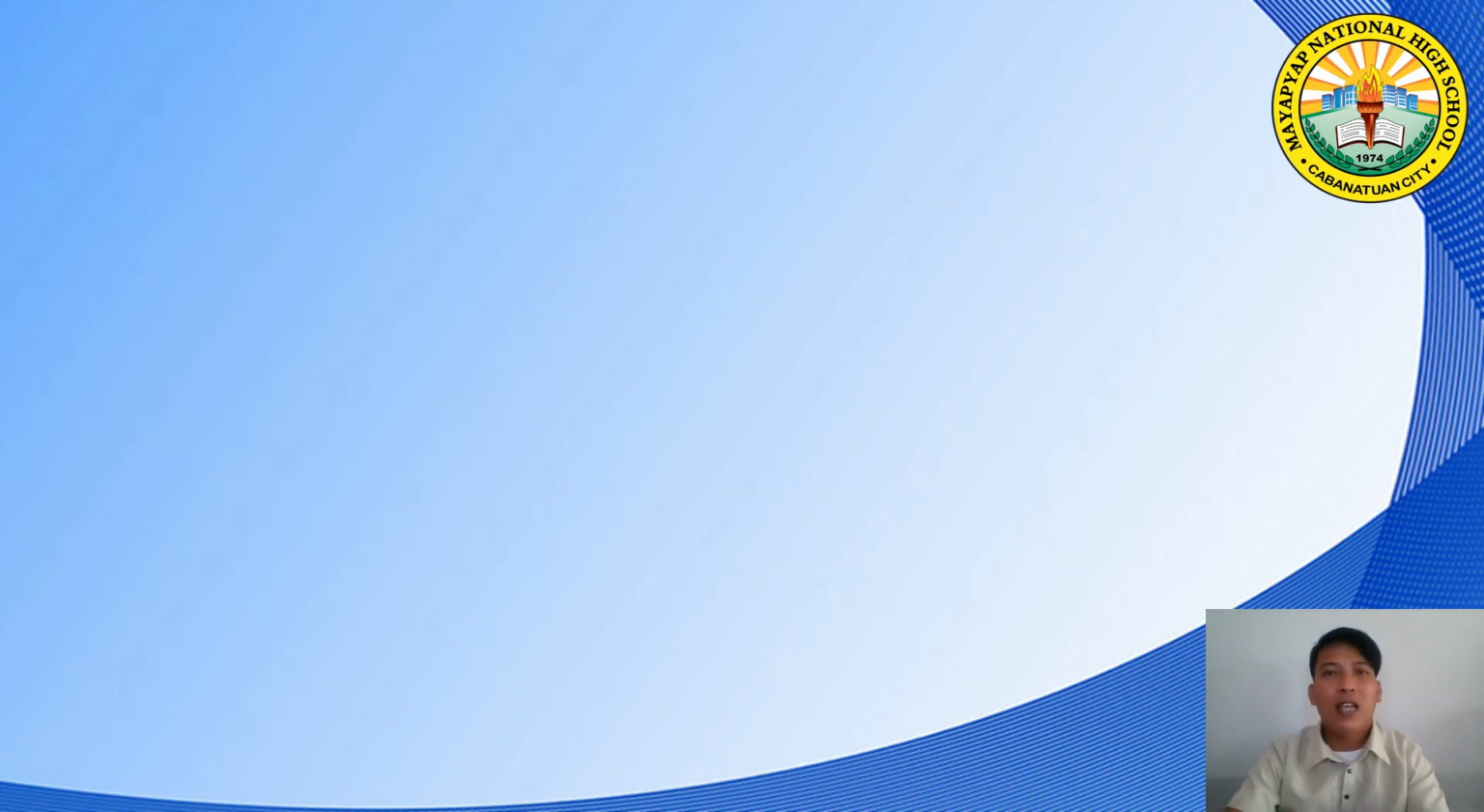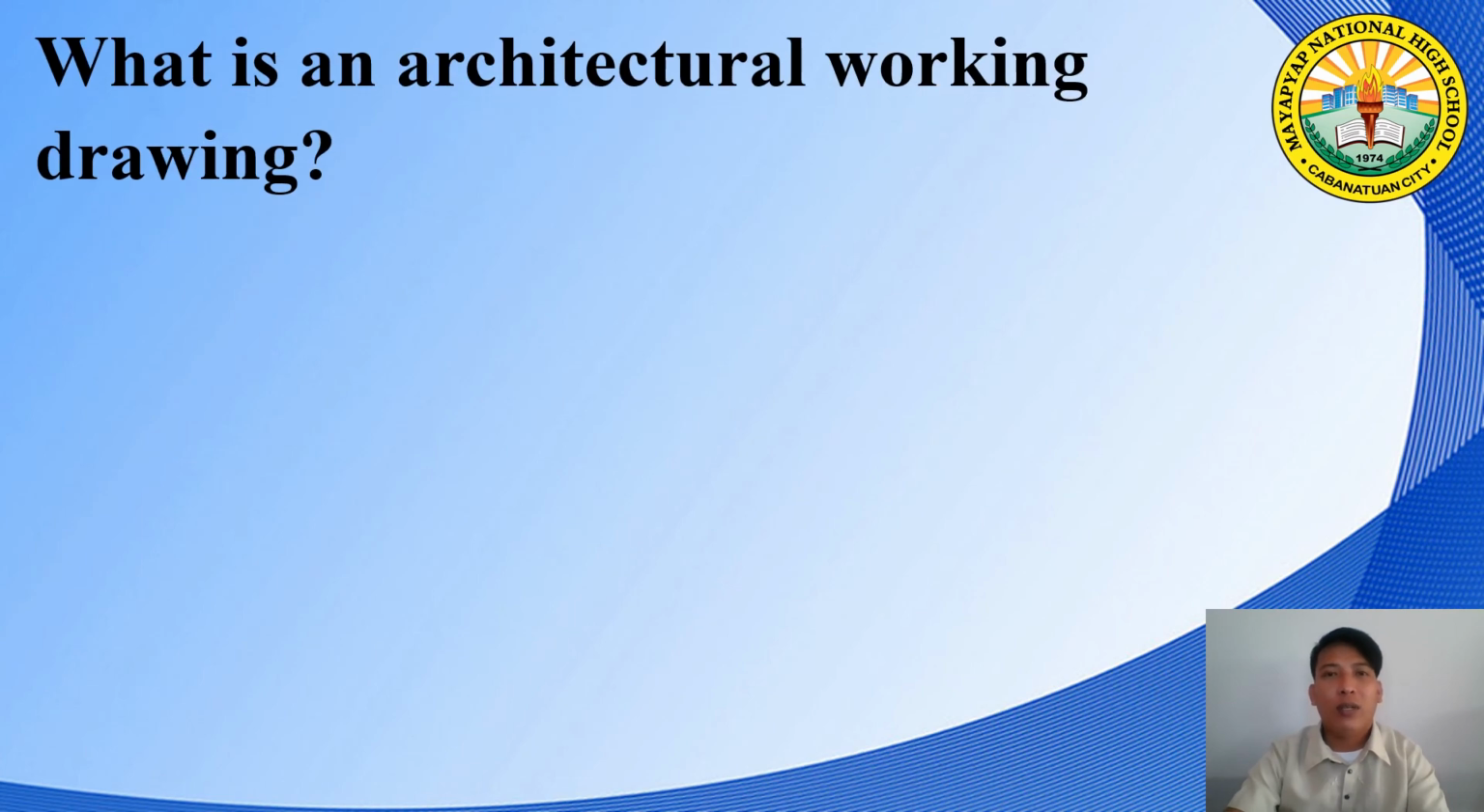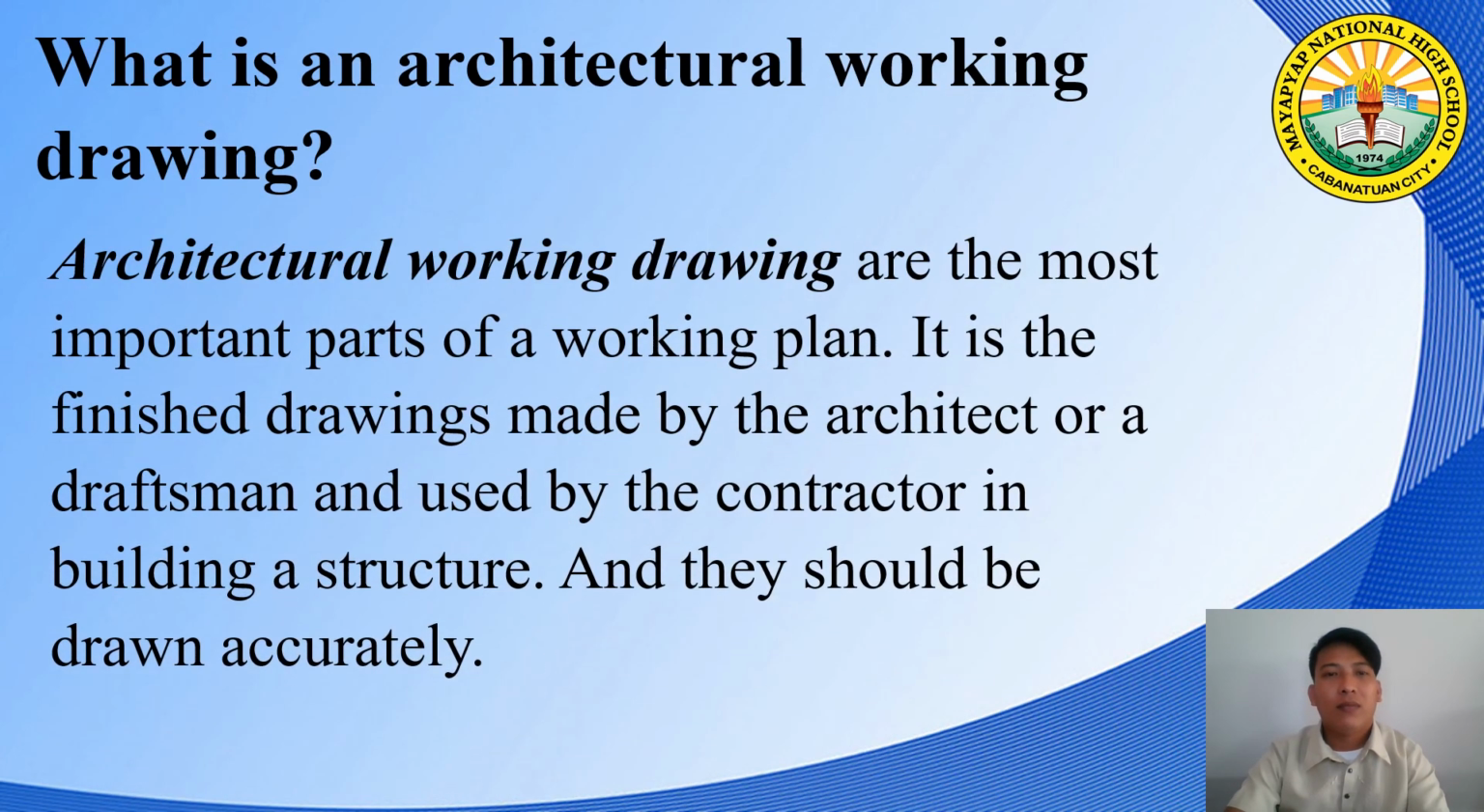Okay, now let's have some recap. What is an architectural working drawing? Architectural working drawings are the most important parts of a working plan. It is the finished drawing made by the architect or a draftsman and used by the contractor in building a structure, and they should be accurately drawn.